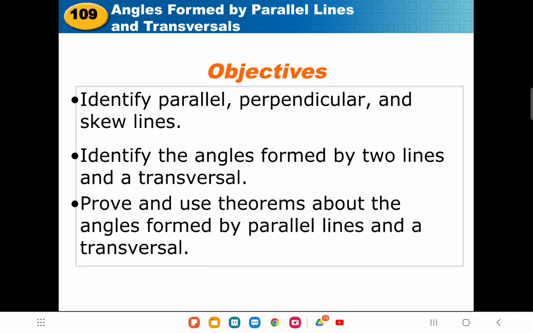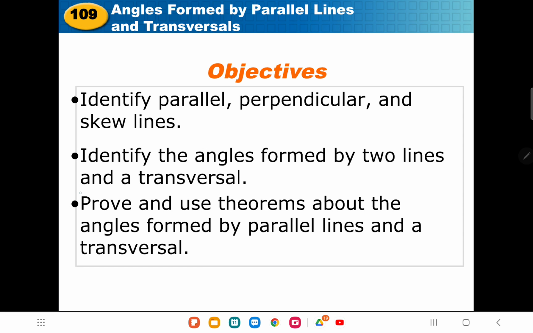Hi, this is Mrs. Often, and in this slideshow, we're reviewing angles formed by parallel lines and transversals. Our objectives are to identify parallel, perpendicular, and skew lines, identify the angles formed by two lines and a transversal, and prove and use theorems about angles formed by parallel lines and a transversal.